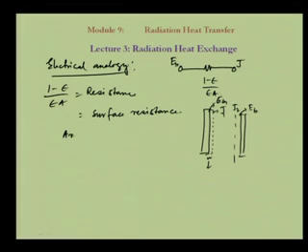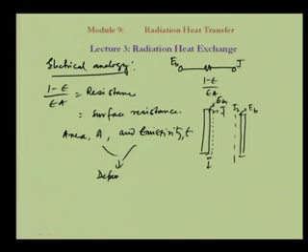One is the area A and emissivity epsilon, and you see that both area and emissivity are functions of the surface characteristics. Both are dependent on surface characteristics. So, therefore, we can understand that in case of black body, these resistances do not exist, these two resistances.